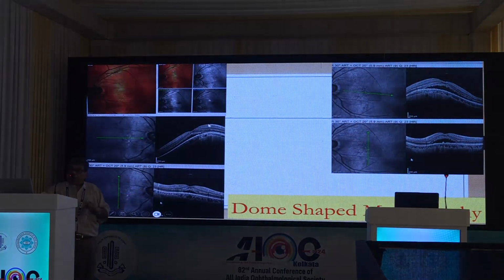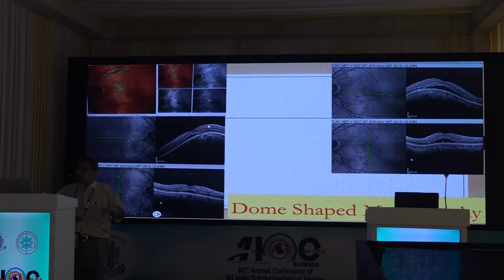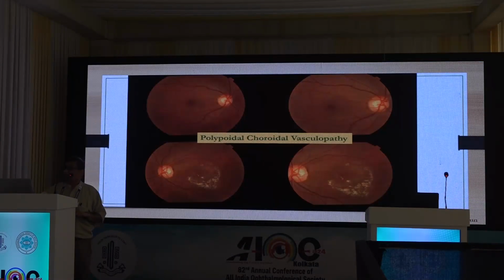This again has fluid, but again RPE is normal. And what do you see? This is raised on one side in the horizontal scan, but in the vertical scan it's straight. This is a condition called dome-shaped maculopathy, occurs in very high myopes, not a treatable condition. So you need to recognize it because you otherwise will keep on treating it.